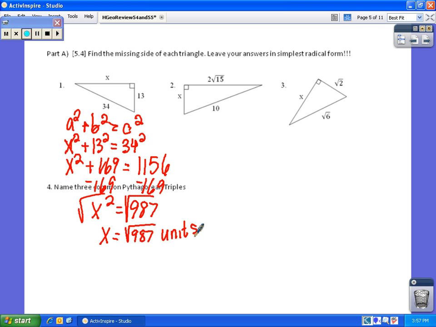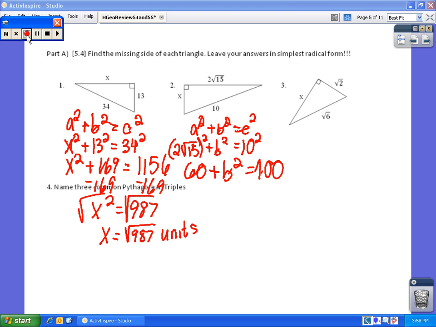I start out the second problem the same way. A squared plus b squared equals c squared. Again, the 10 must be my c. 2 root 15 is a leg, so it can go in for either A or B. I'm going to put the 2 root 15 in parentheses to remind myself that I'm squaring both the 2 and the radical 15. So I have 60 plus b squared is equal to 100.